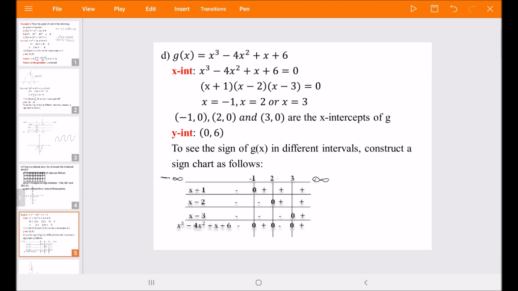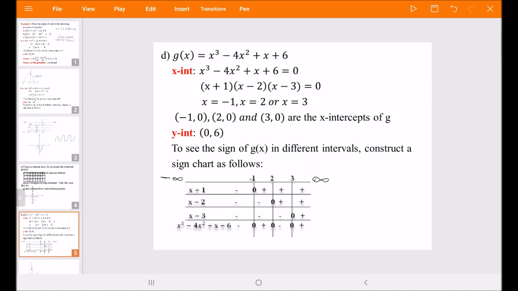Then between minus 1 and 2, the product of these signs: positive times negative times negative. Negative times negative is positive. Positive times positive is positive. And the implication of this for the graph of g of x is its graph lays above the x-axis between minus 1 and 2. Remember, before it is positive, it crosses the x-axis at x is equal to minus 1.